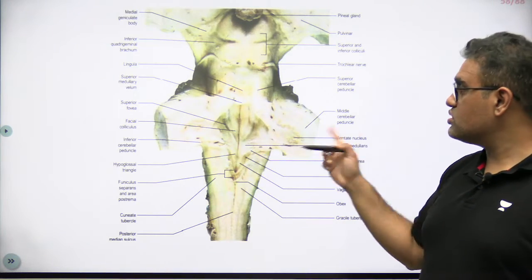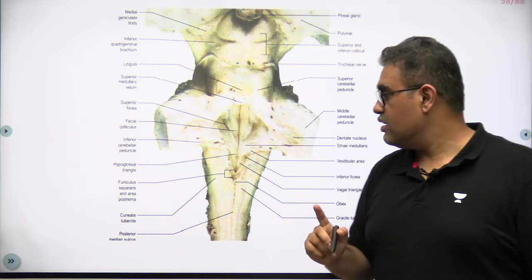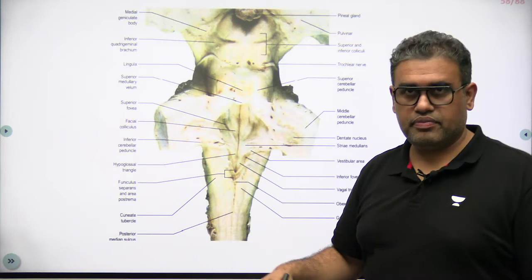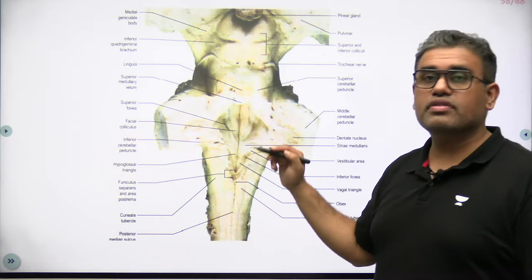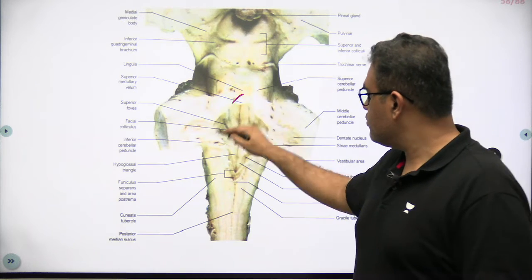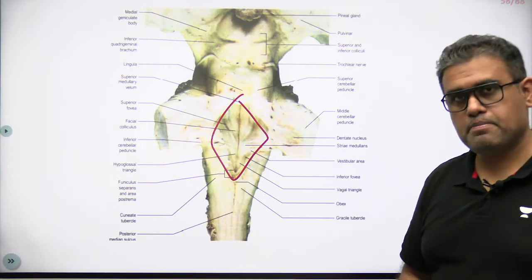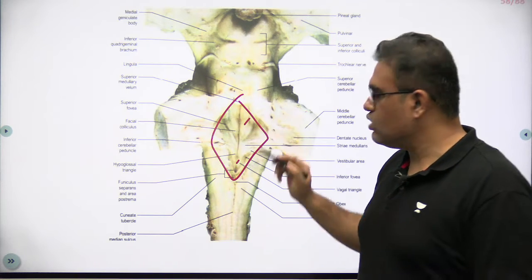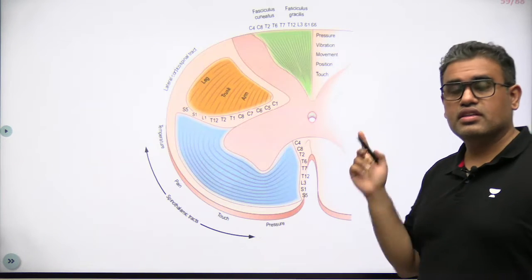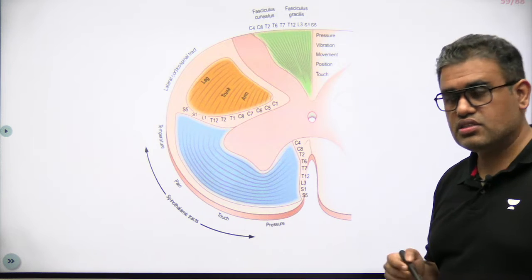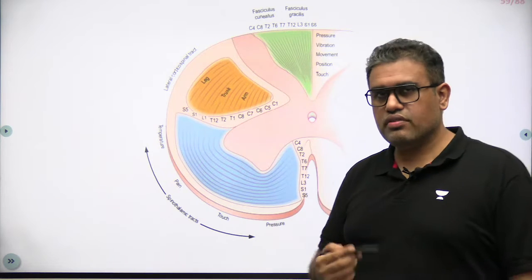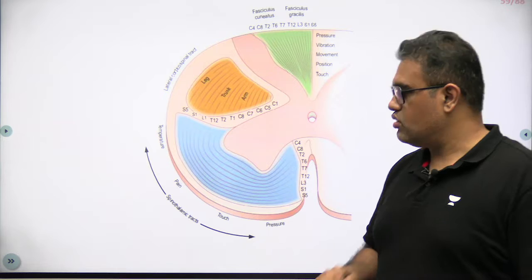What is this? This is the posterior aspect of the brainstem. Basically, the cerebellum has been cut. What we are looking at is the interior of the fourth ventricle, basically the floor of the fourth ventricle, the posterior part of the pons and medulla. Very important image over here. Then the spinal cord. Cut section is shown, but I'm just giving you a brief idea of the images, not in detail right now.